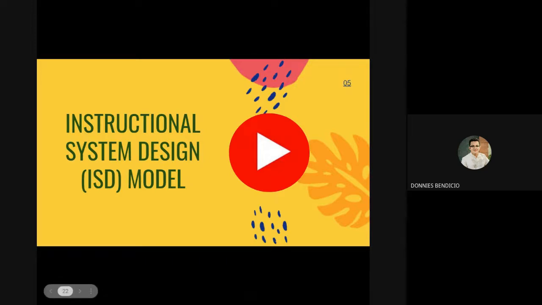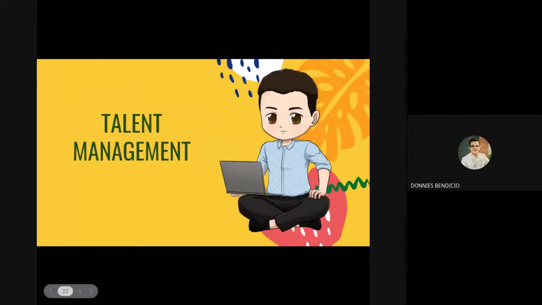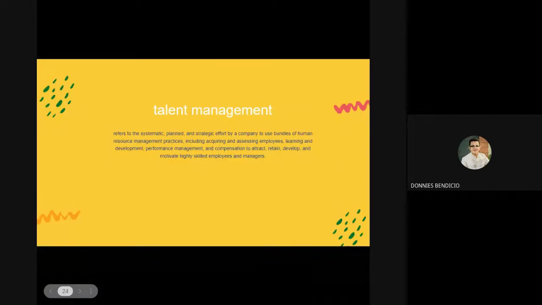Okay, so after giving you the brief background on instructional system design as well as the model, let's proceed with talent management. Okay, so talent management refers to the systematic, planned, and strategic effort of the company to use bundles of human resource management practices such as acquiring and assessing the employees, learning and development, performance management, and compensation to attract, as well as retain, develop, and motivate those highly skilled employees and managers.